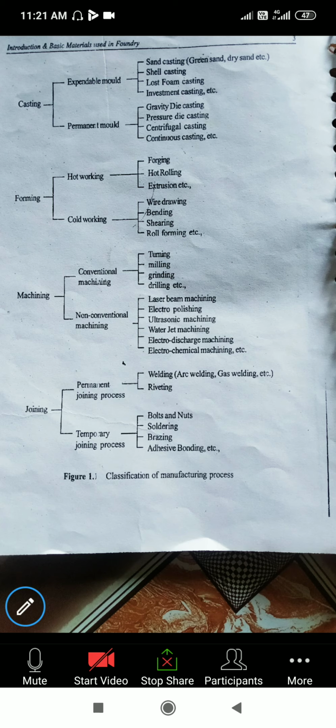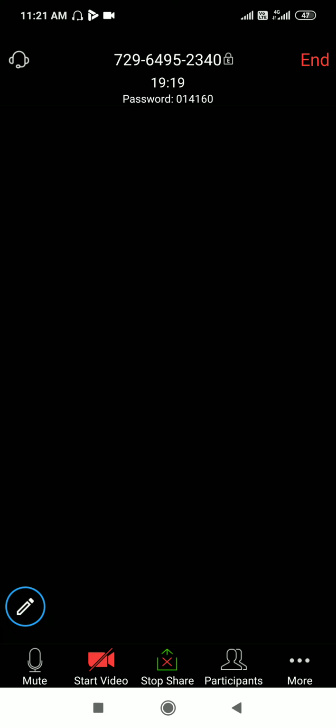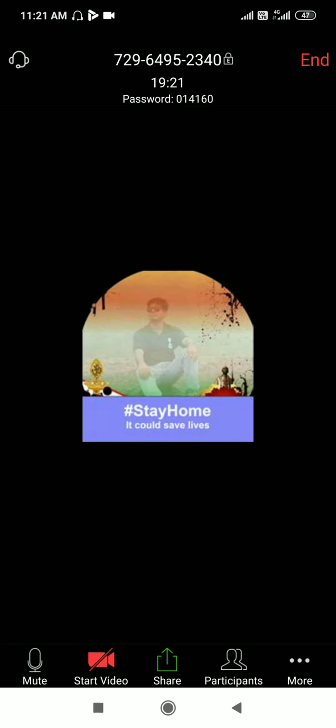Now joining: the permanent joining process and the temporary joining process. In permanent there are types like welding, arc gas welding, and rivets. In temporary there are different types of processes: bolts, nuts, soldering, brazing, and adhesives. So these are the different joints. In the previous class also I have explained. This is some of the classification of the manufacturing process. Now we'll go to the next concept.